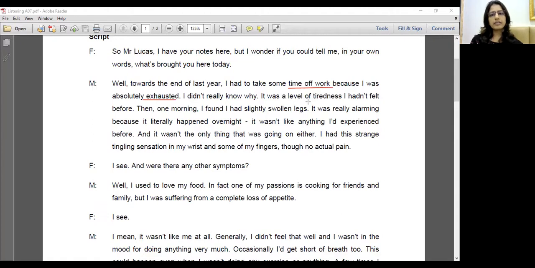Then it said "suddenly developed." So the patient has said here that it happened overnight. Yeah? So the patient didn't use the exact words "suddenly developed," but he said it happened overnight. So you get to know that it developed suddenly. So these are a few phrasal verbs.